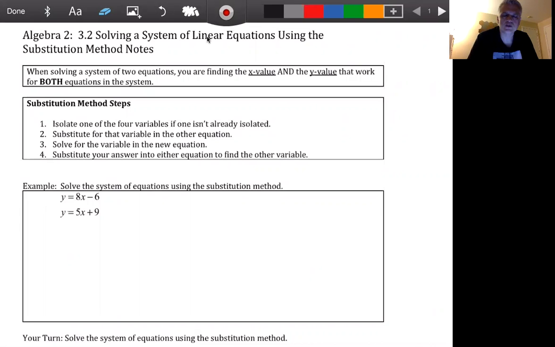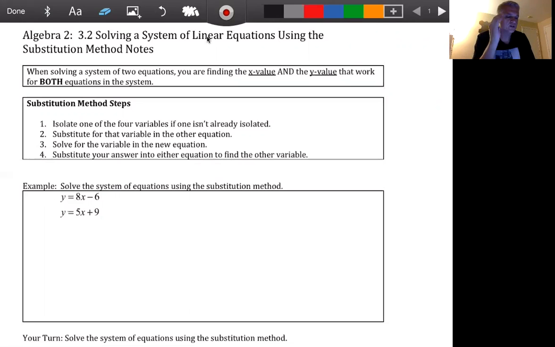Systems of equations. We saw in Day 1 that you could have zero solutions if you had two parallel lines. You could have infinite solutions if you have the same line written two different ways. Or you could have one solution if you had two unique lines that had different slopes, but they had one intersection, so one solution.